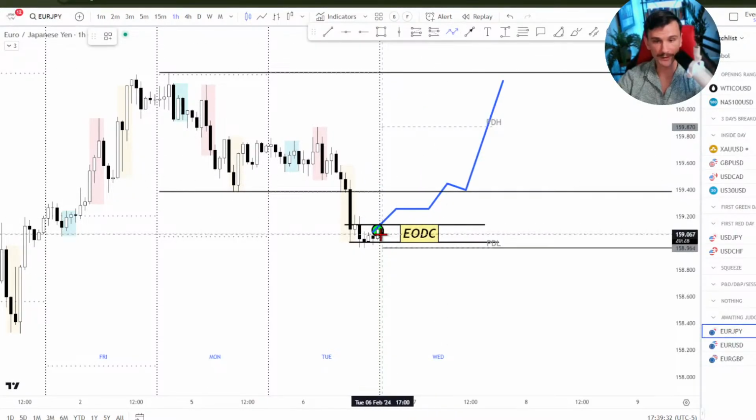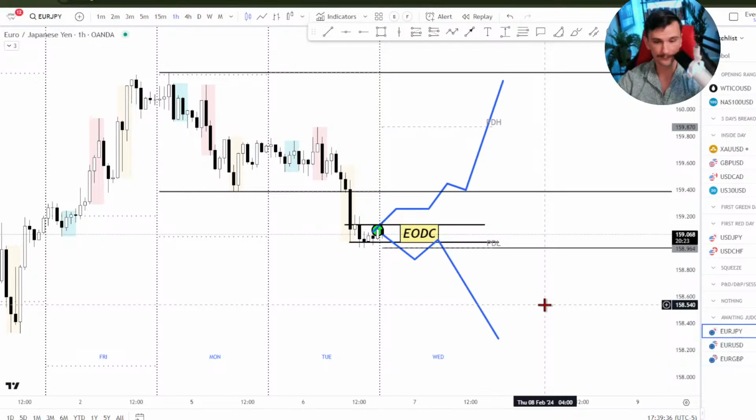Or I come to the screen tomorrow. Asia's made a lower low. London's pulled back, and New York is the trade. That's it. Those are the only two scenarios that I would be looking for.